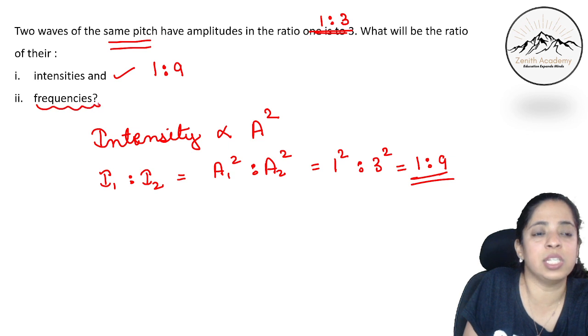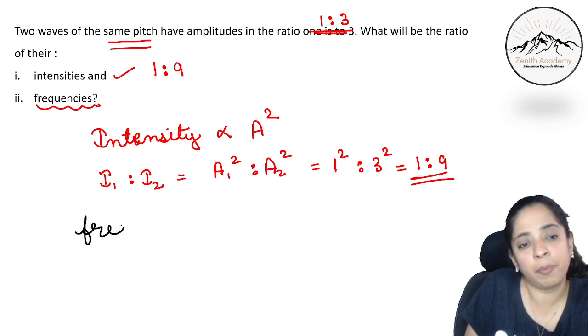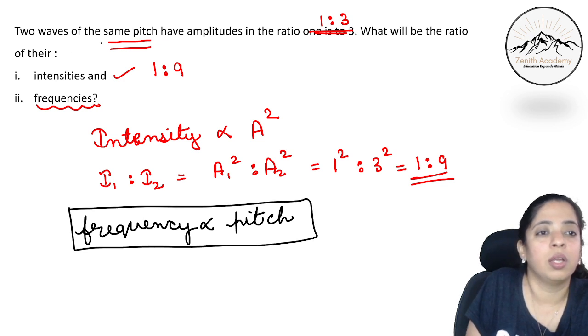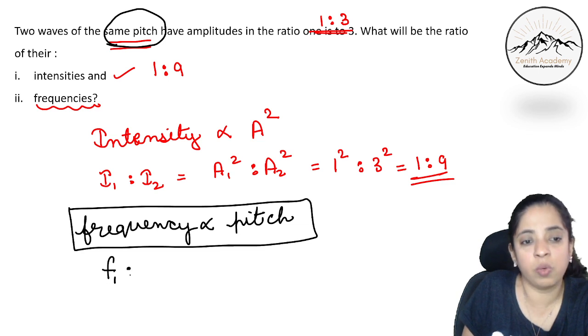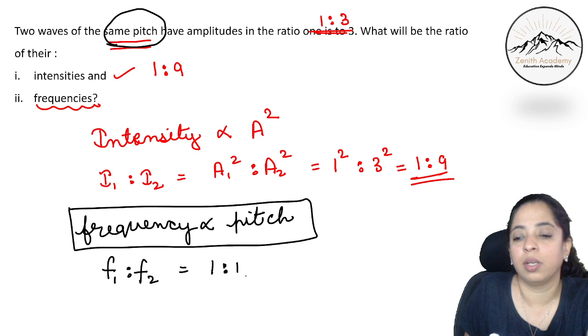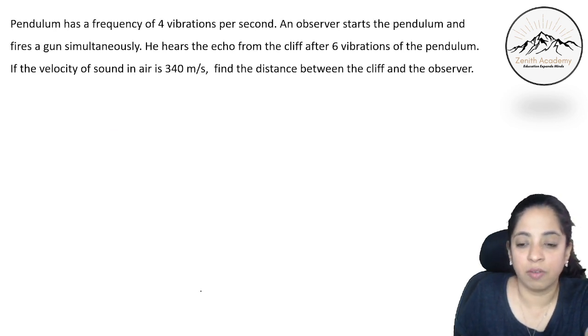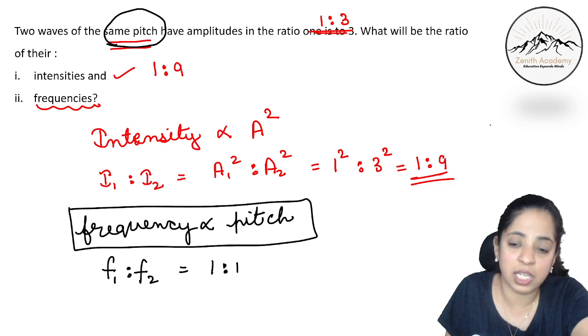And frequency we know is directly proportional to pitch. Now let's see how the pitch is changing in this question. Here they have given you the same pitch, both the waves are having the same pitch. So frequency 1 is to frequency 2 will be 1:1. Clear to you? Next question. Wherever you have an issue in any of the questions, please write in the comment section.